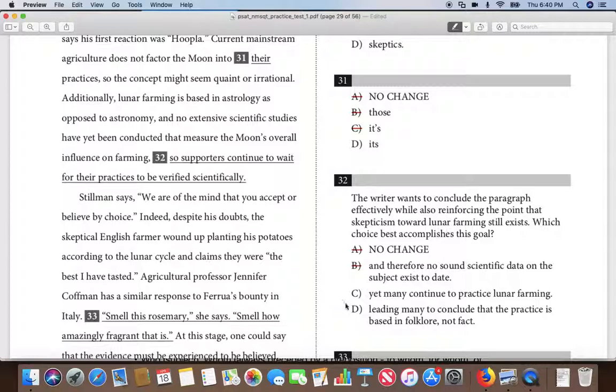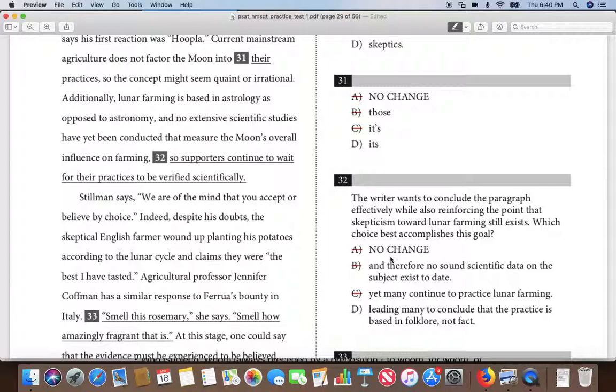Go ahead and read answer choice D. Leading many to conclude that the practice is based on folklore, not fact. Does that conclude the paragraph effectively while also reinforcing the point that skepticism toward lunar farming still exists? Yes, absolutely. That hits it head on. Leading many to believe it's nonsense. That's the skeptics right there. Very clearly. Any questions about 32?